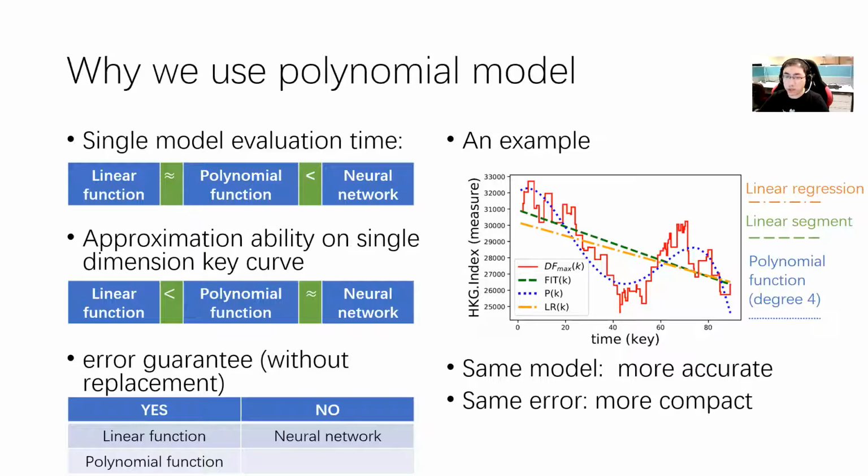So here on the right is our example. The red curve represents the continuous max function of the Hong Kong 40 financial index. Then we use a degree 4 polynomial function to approximate the curve, which is represented by the blue dots. It's obvious that this approximation is much better than using linear regression or linear segments, as shown by the orange and green dashed lines. Notice a degree 4 polynomial function only takes 5 parameters. However, to achieve the same error, one may need at least 3 linear models, which takes 6 or more parameters.